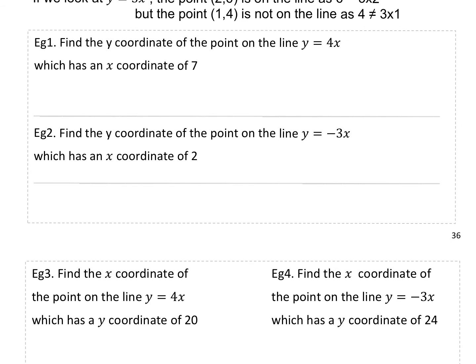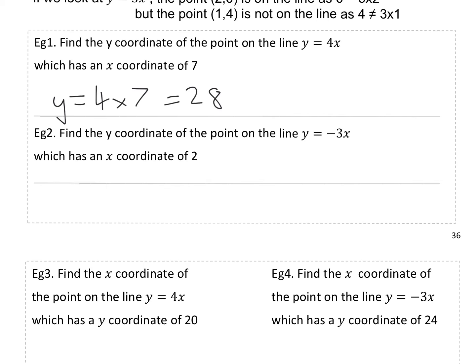Example 1. Find the y-coordinate of the point on the line y equals 4x, which has an x-coordinate of 7. So y equals 4x, y would equal 4 times the x value, which is 7. That would give you 28. So the y-coordinate is 28. You could write overall, and the point would be (7, 28). 7 for the x, 28 for the y.